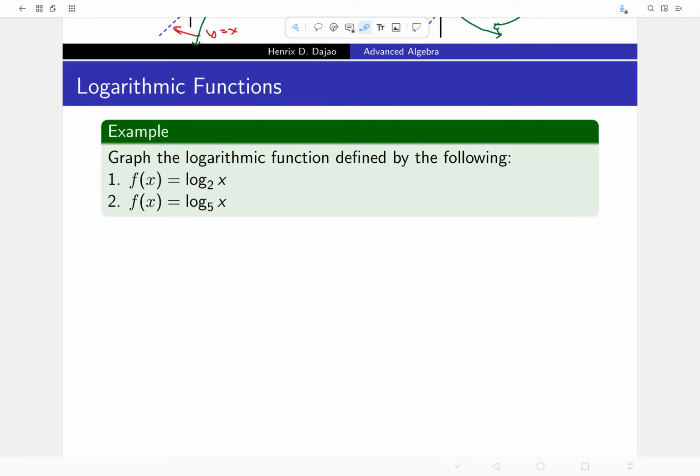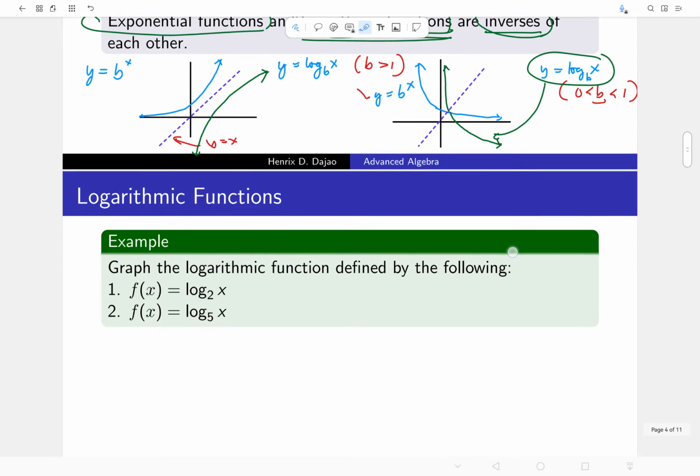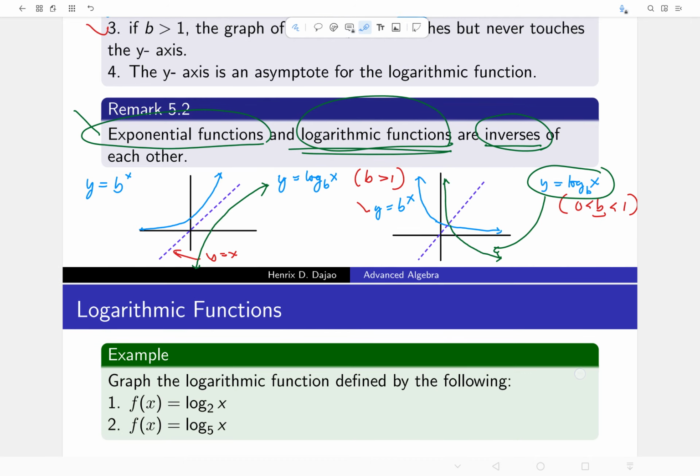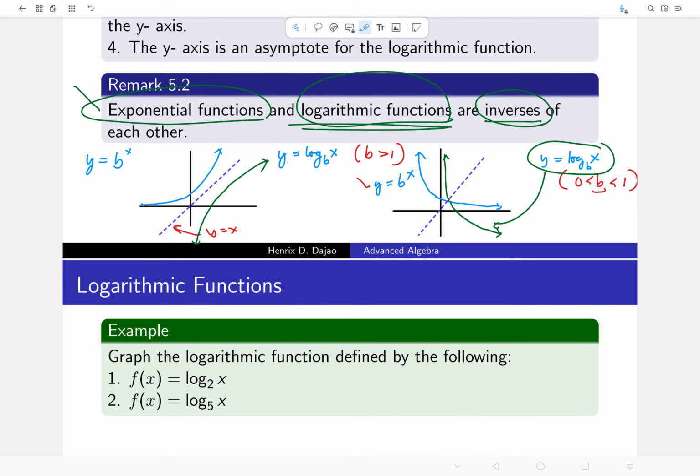In this video, we'll just continue our discussion last time. This time, we're going to graph particular examples of logarithmic functions. Take note of remark 5.2. We will use this idea to graph our logarithmic function.